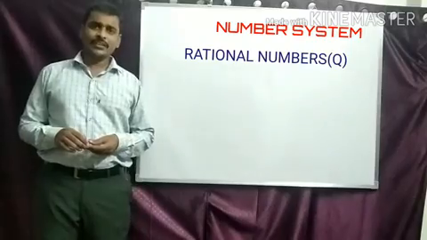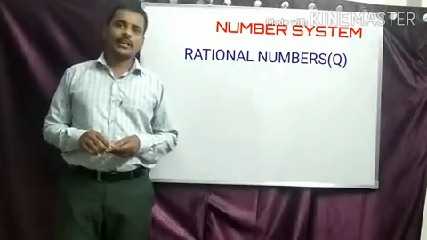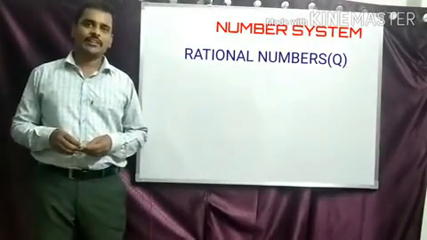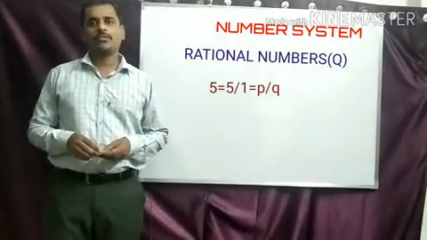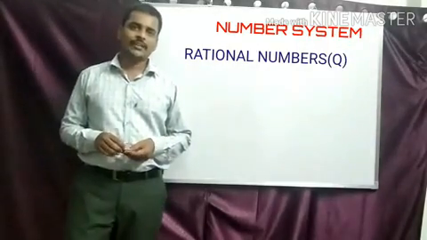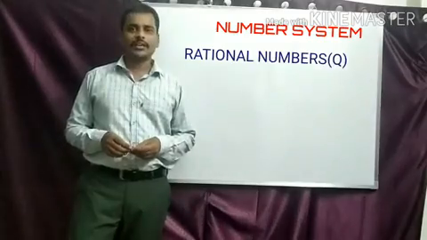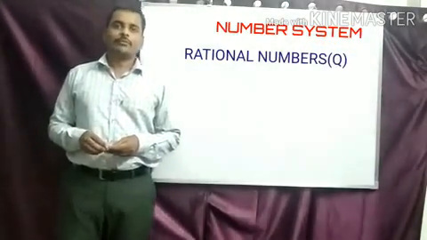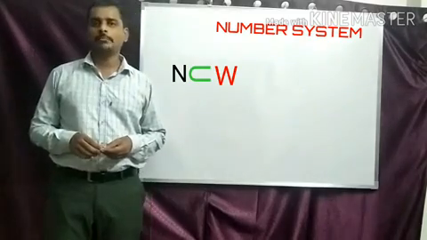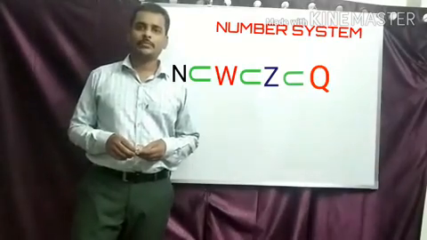Here, if you observe carefully, natural numbers are rational numbers. Yes, a natural number is a rational number. Why do we say so? Here we have an example. If you take 5 from the natural numbers, 5 can be written as 5 by 1. That means it is also in the form of p by q. That's why we say natural numbers are rational numbers. Like that, whole numbers and integers can also be considered rational numbers. From this, what we can say is natural numbers are a subset of whole numbers, whole numbers are a subset of integers, and integers are a subset of rational numbers.